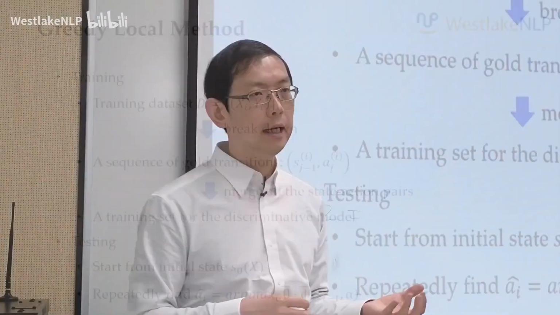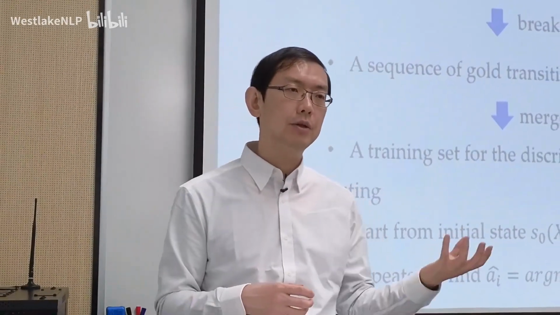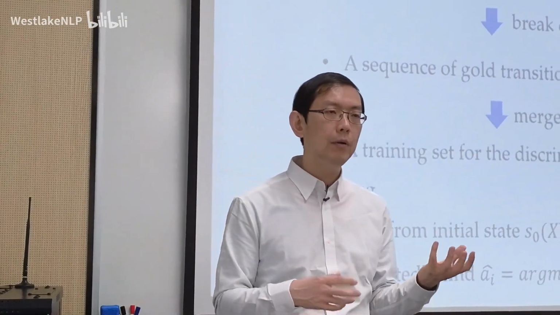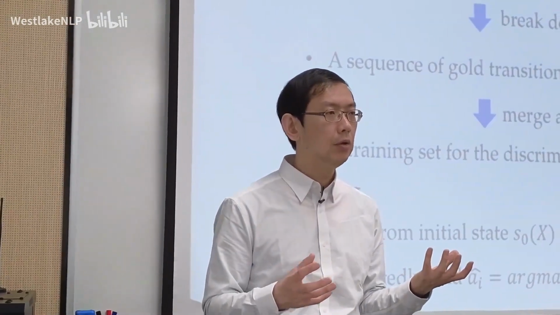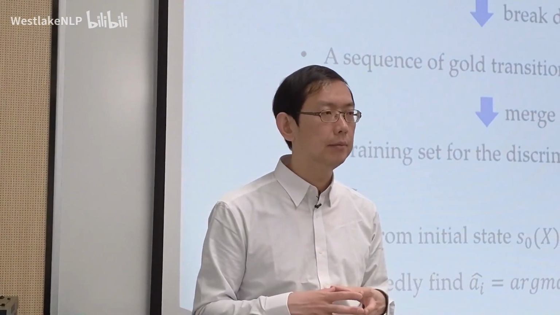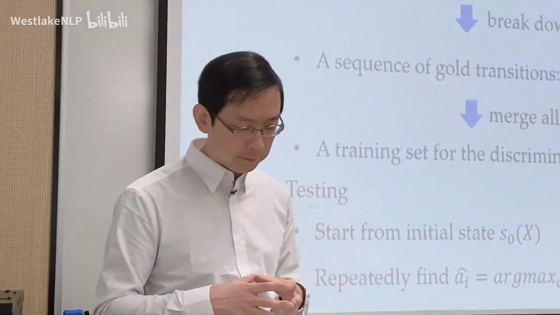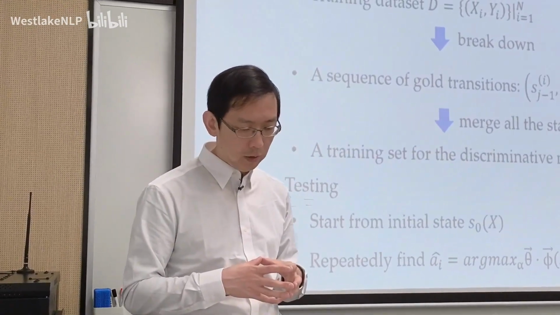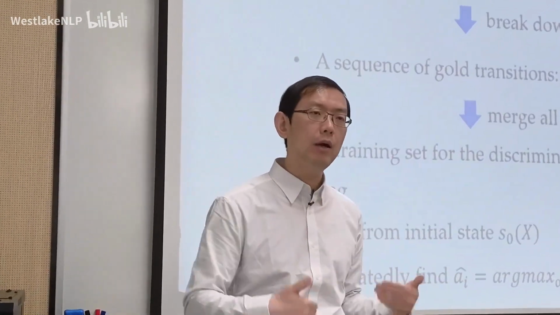So given any state, the state is a complex structure. We perform a classification problem to choose an action for resolving structural ambiguity. Okay, we parameterize the model, and now we know how to train this model.